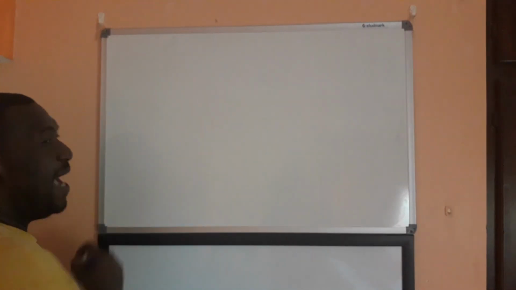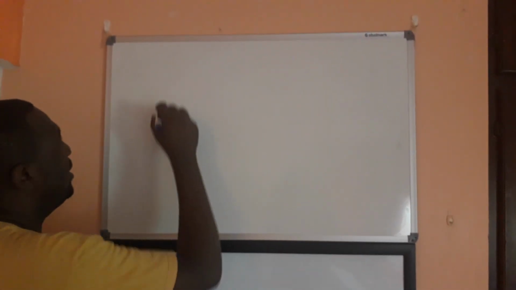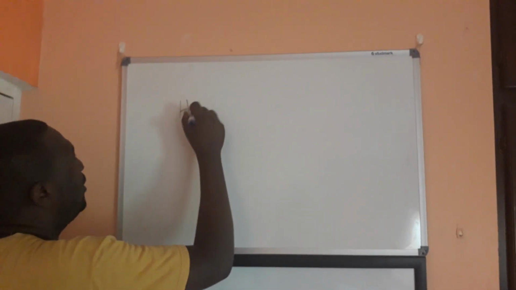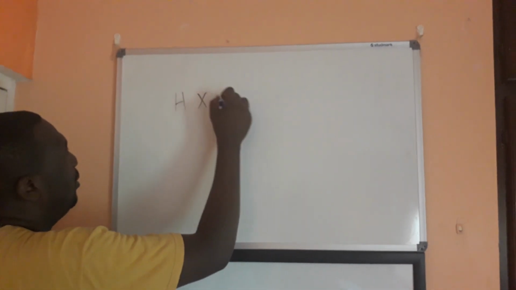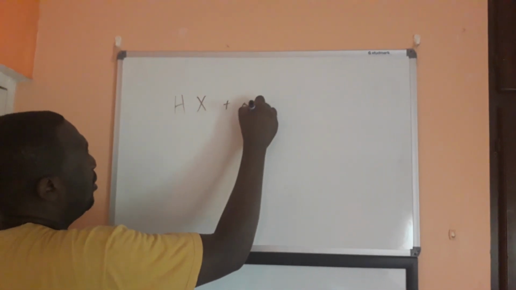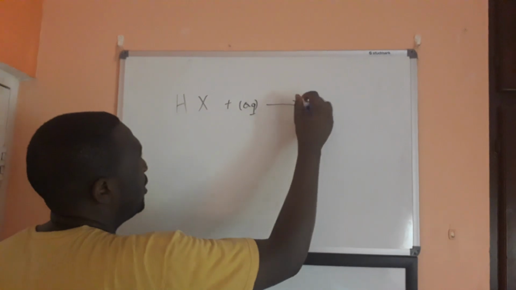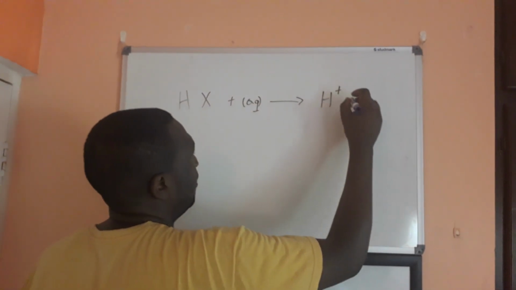So let's look at the definitions of concentration and strength. What do we mean when we say an acid is concentrated, and what do we mean when we say an acid is strong? And what's the difference? Now, acids are substances that dissolve in water to produce H+ ions.